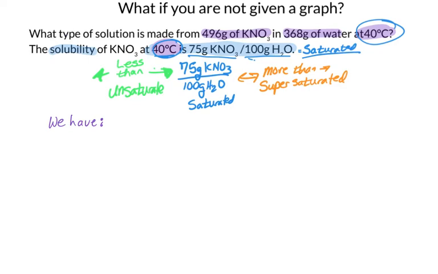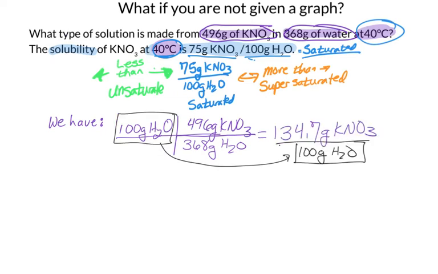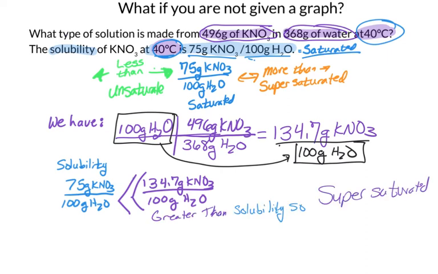So we start this problem as we did before with 100 grams of water. We want to find out what that ratio would be if there were only 100 grams of water. We take our 100 grams of water, multiply it by 496 grams of KNO3 that we have in our solution, and divide that by the 368 grams of water in the solution. And that answer is about 134.7 grams of KNO3 if there were 100 grams of water. And now we're going to compare that to our given solubility of 75 grams of KNO3 per 100 grams of water. And we see that the number that we have in our solution is far greater than the 75 per 100. And so our solution must be a supersaturated solution.